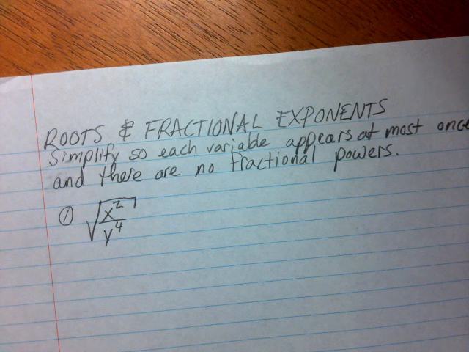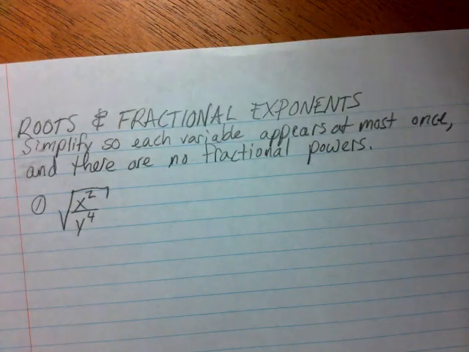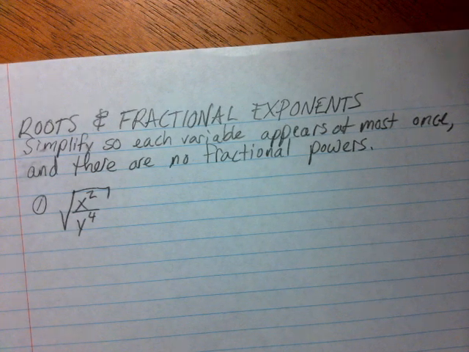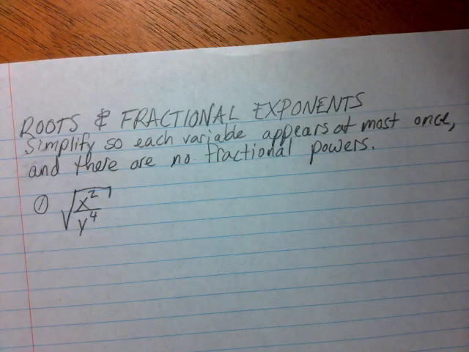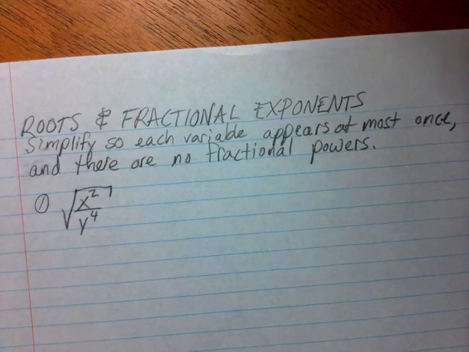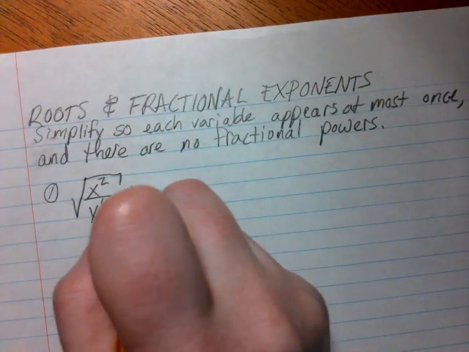Okay, let's go over some problems about roots and fractional exponents. So in these problems, we're going to simplify so that each variable appears at most once and there are no fractional powers. So the first one is the square root of x squared divided by y to the fourth. This might look pretty simple, but it is actually a little more complicated than you might think.